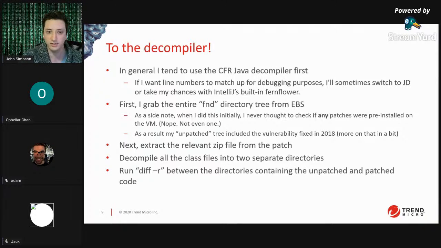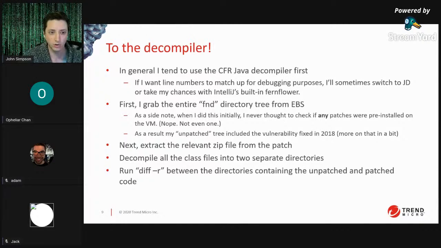So as a side note, when I did this initially, I didn't really think to check if any patches were pre-installed on the VM. There wasn't a single one. Oracle provides these pre-configured virtual machines where all you have to do is change some passwords and you're good to go. I assumed that maybe they would have some patches, but Oracle basically does major releases, and then it's up to you to install any patches in between those major releases. So my unpatched tree actually also included the vulnerability that was fixed in 2018, and we'll talk more on that in a little bit.